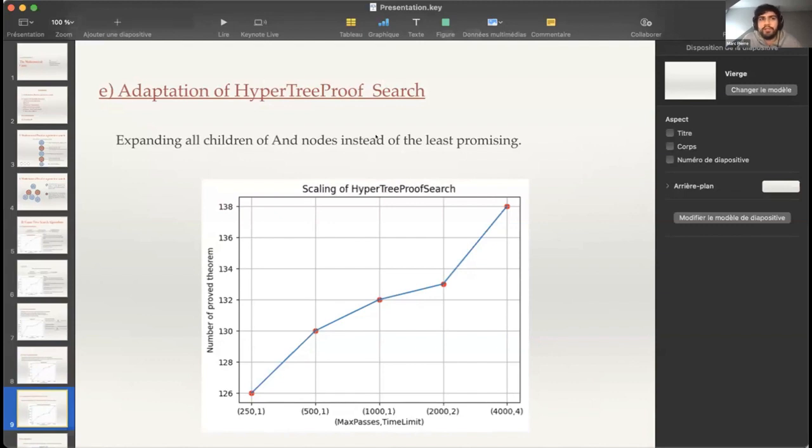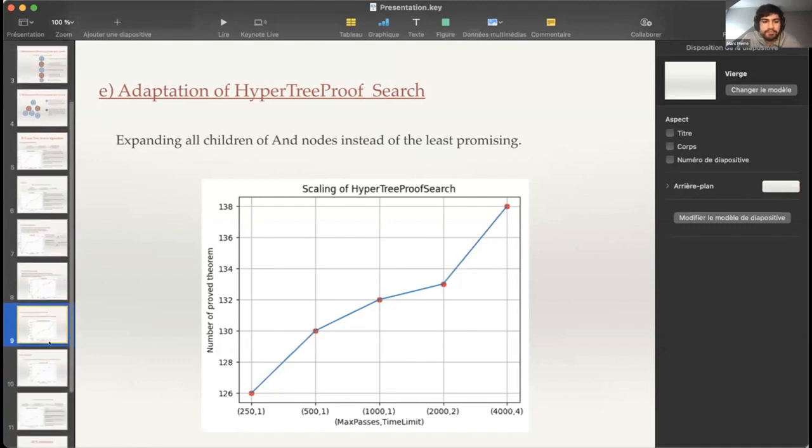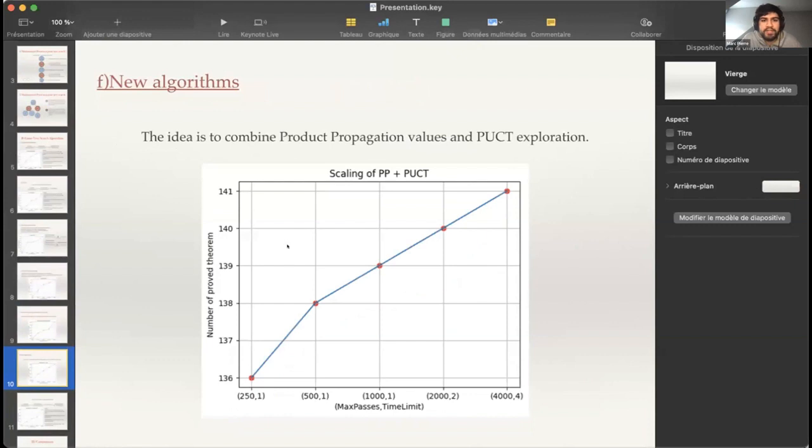Transposed to our interface, this is like using PUCT to select an n node, but once in an n node, expanding all its OR children. In this context, it takes too much time to expand all the OR nodes because our relevance network is not efficient enough. So we can see that hypertree proof search is not performing well, but it scales well with time. Now I will present the new algorithm we tried.